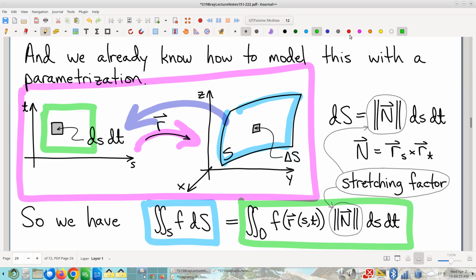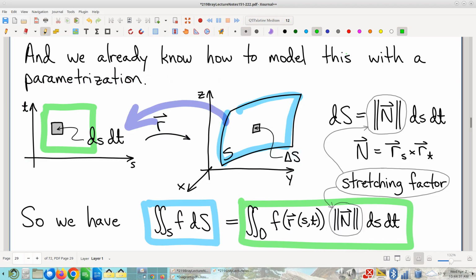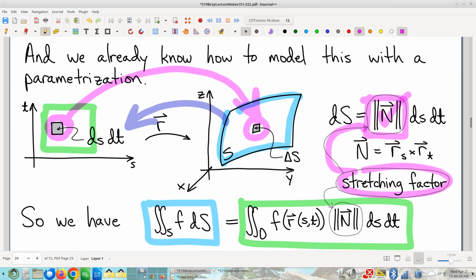Good news, we've already computed the stretching factor. My stretching factor that turns that area into that area, we've already computed. It's the same stretching factor we already computed, and don't forget to put it in there, and we win. This is how we compute scalar surface integrals. Pull back through the parameterization. Don't forget your stretching factor. Example to follow. What do you think about this strategy, though? Does everybody buy it?